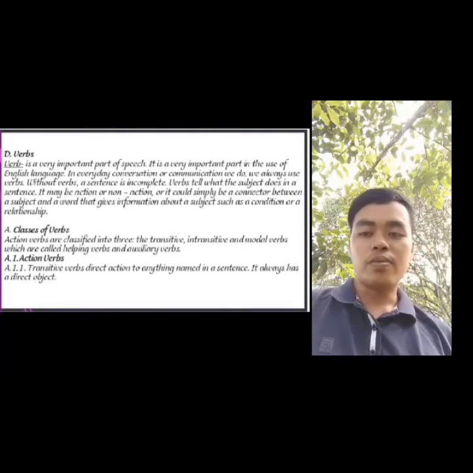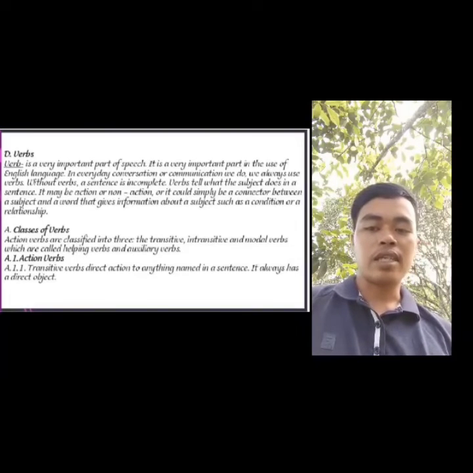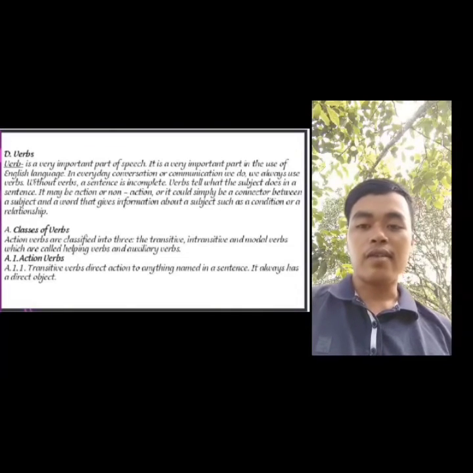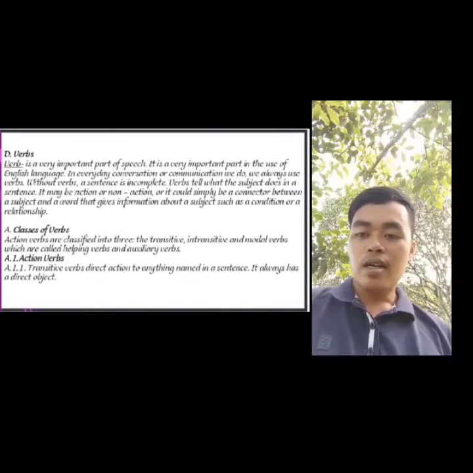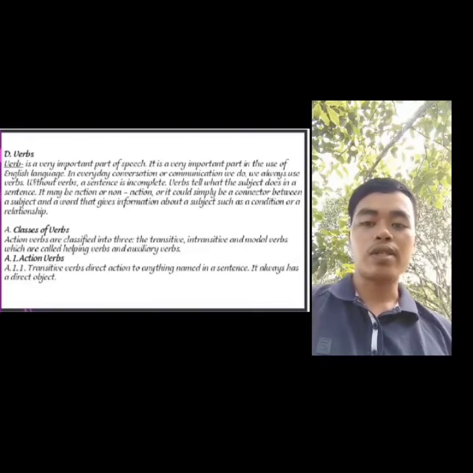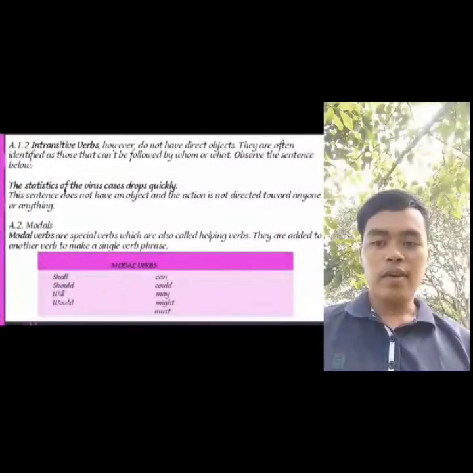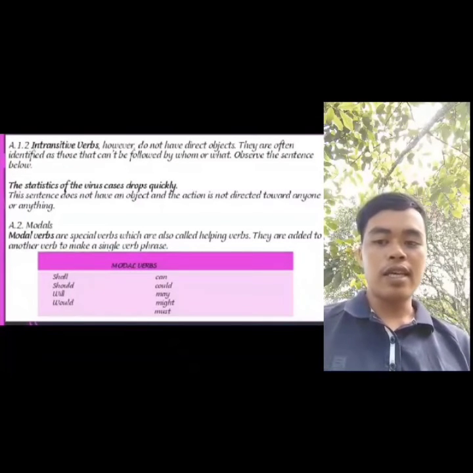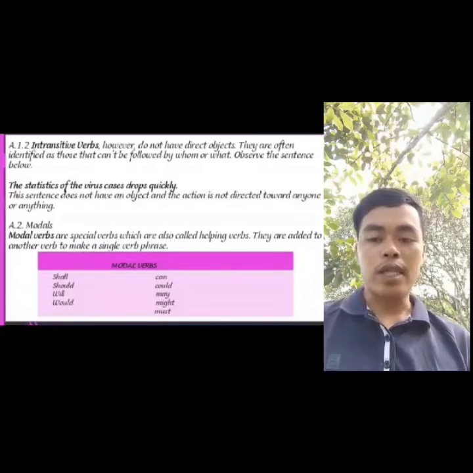Classes of verbs. Verbs are classified into 3: action verbs, linking verbs, and helping verbs, which are also called auxiliary verbs. Action verbs: transitive verbs direct action to anything named in a sentence. It always has a direct object. Intransitive verbs, however, do not have a direct object. They are often identified as those that can't be followed by whom or what.